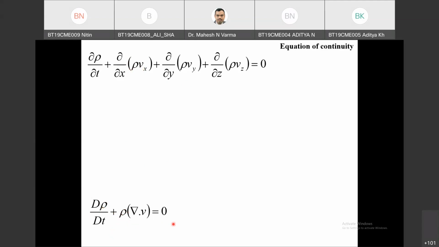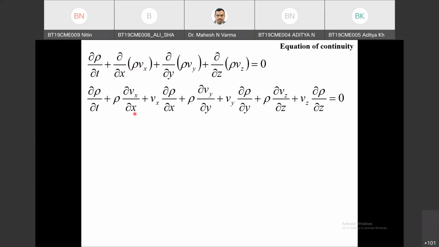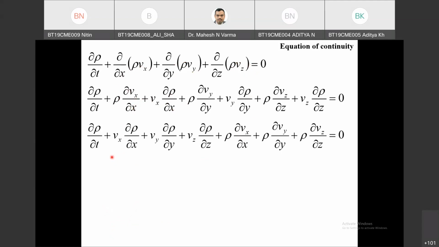So open up this bracket. First open up this bracket. What we have done is the first property into differential of second property plus second property into differential of first property. Similarly, this bracket is also opened. Then rearrange this equation. Now you can see what this is: d rho by dt plus vx d rho by dx plus vy d rho by dy plus vz d rho by dz, and this is nothing but the substantial time derivative of density.